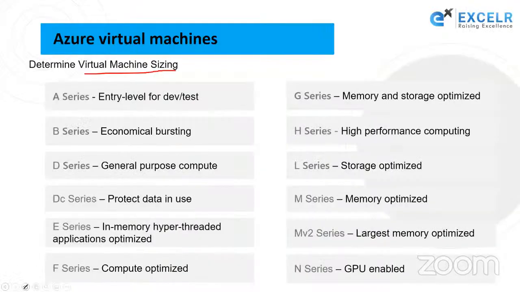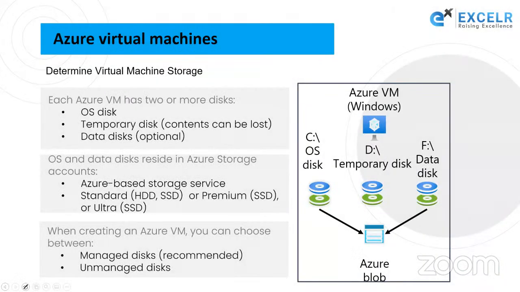Whenever you want to work with your virtual machine, you also need to look at the storage which is attached to it. Whenever you provision a virtual machine, keep in mind that there are certain storages available by default. The first and foremost is called the OS disk. An OS disk is a disk on which you install the operating system. This is the mandatory disk attached with your virtual machine. Then you will have a temporary disk.